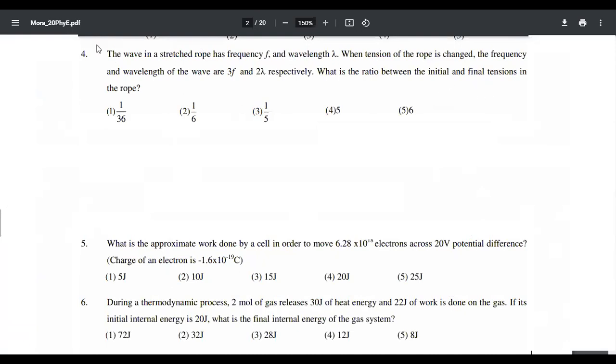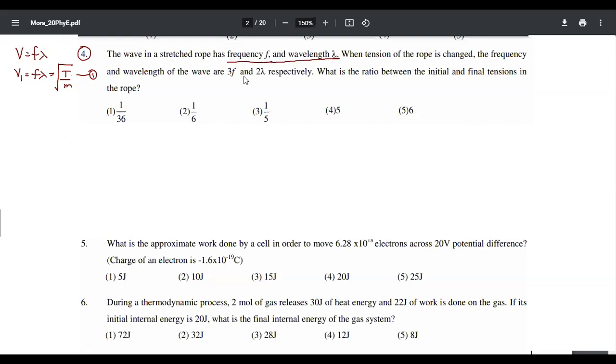Right. Okay. Fourth one. Right. We know V is equal to F lambda. That's the initial one. I'll start with V equal to F lambda. So V1 is equal to F lambda, and we know that is equal to square root of T over M. First equation, for the first case, right? When it is F and lambda, I'll underline them in maroon color.